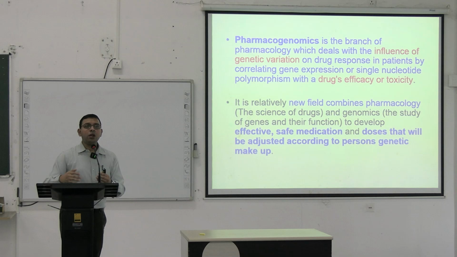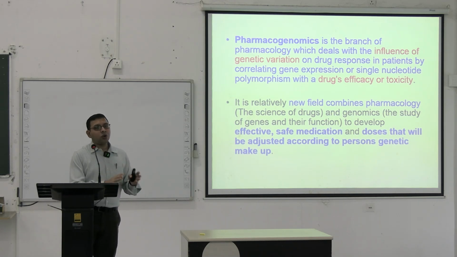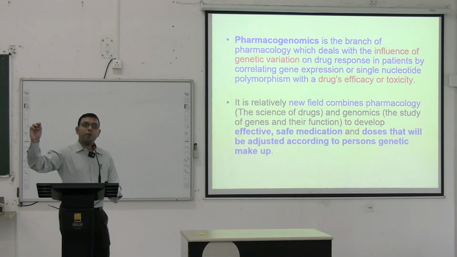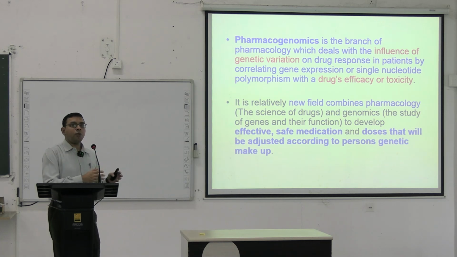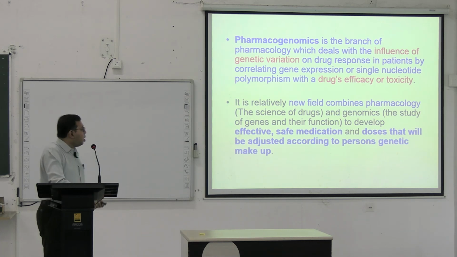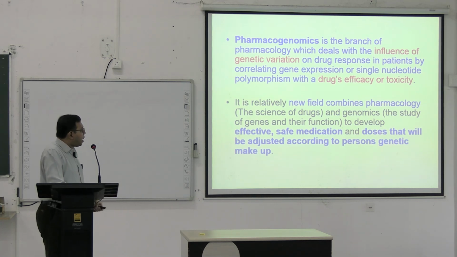And from this examination we now have a list of single nucleotide polymorphisms and drugs, so that we can see which drugs will not be suitable or will be more suitable. So in those patients we can give this. We are going to the era when we do genetic tests on persons to see whether this type of single nucleotide polymorphism is present or not, and then we can choose our formulary, whether this drug is to be given or not. So it is a new field that combines pharmacology and genomics. Ultimately the goal is effective, safe medication, with doses adjusted according to a person's genetic makeup.